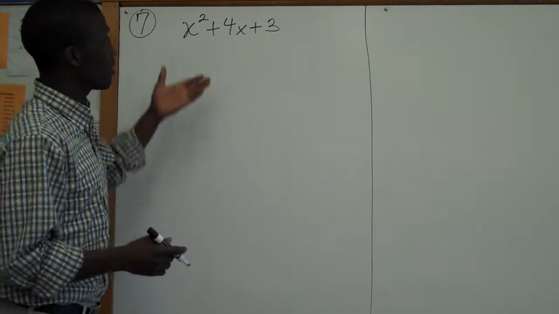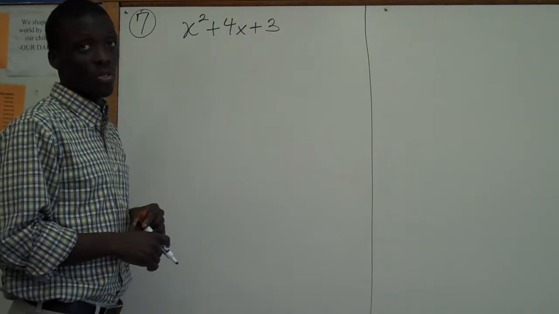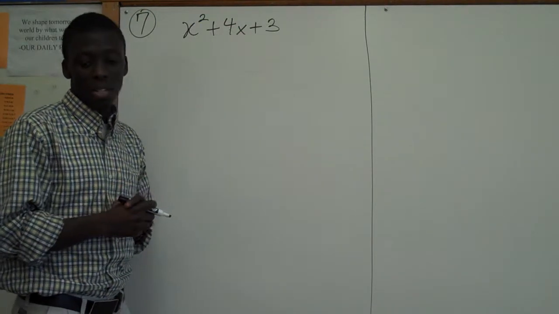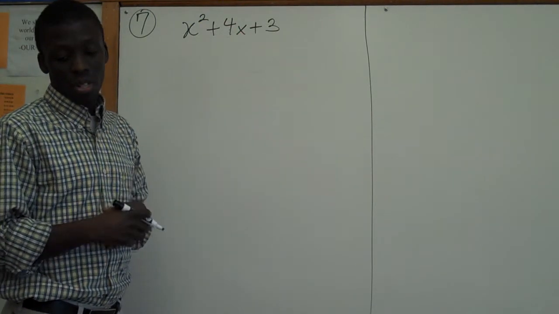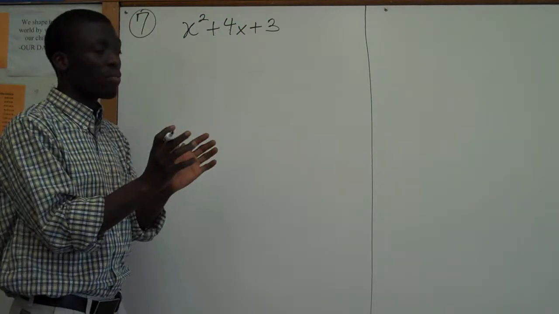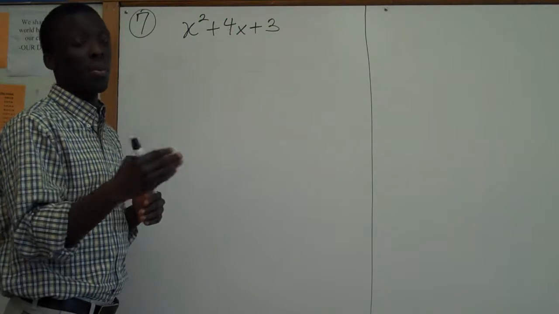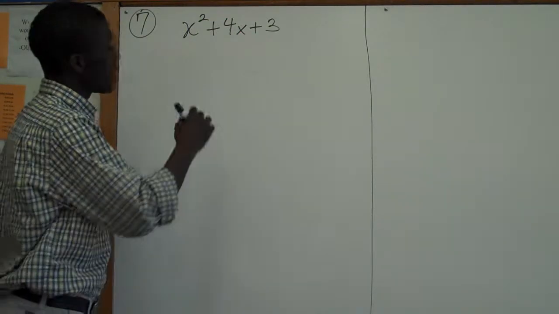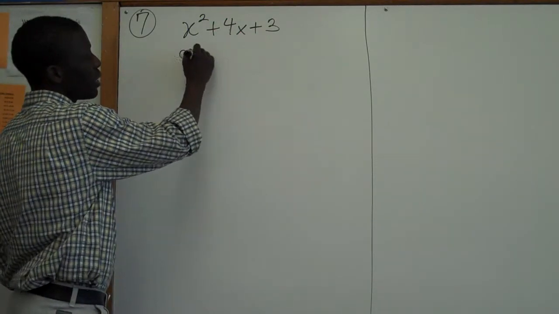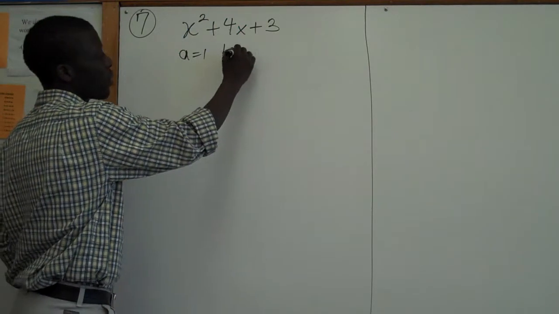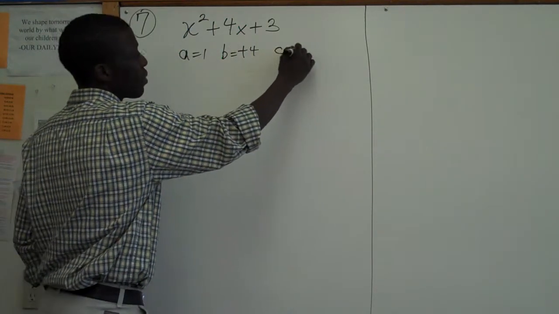Number 7 is asking us to factorize x squared plus 4x plus 3. The AC method, which I touched on when I answered number 6, involves finding two numbers that when we multiply them together give us AC, and when we add them give us B. In this case, A is 1, the coefficient of x squared, B is plus 4, and C is plus 3.